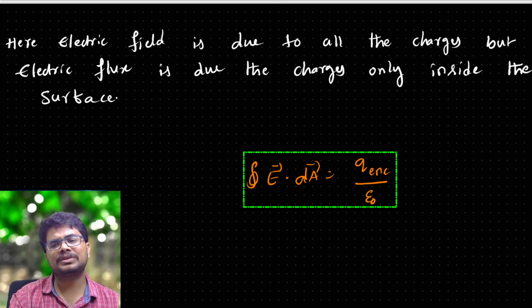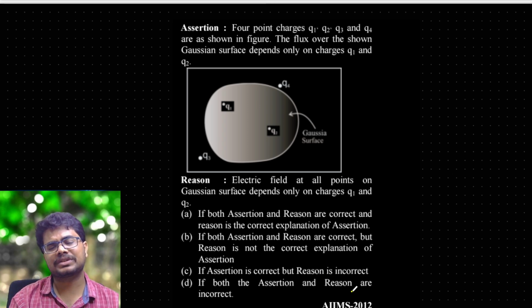Okay, fine. Let me see one previous year question of AIIMS, 2012 question. One very good conceptual question. If you did not understand the earlier theory, you may not be able to do this question. So what is the question? Four point charges Q1, Q2, Q3 and Q4 are shown in the figure. The flux over the shown Gaussian surfaces depends only on charges Q1 and Q2. If you cannot see it clearly, this is Q1, this is Q2, this is Q3, this is Q4. So Q1 and Q2 are the only ones inside the Gaussian surface. That's why the flux due to the surface depends on Q1 and Q2.